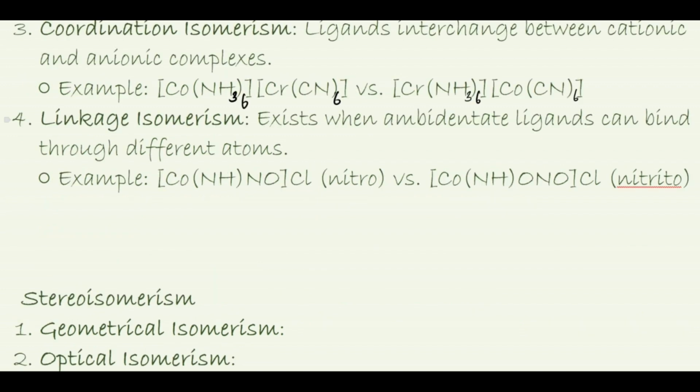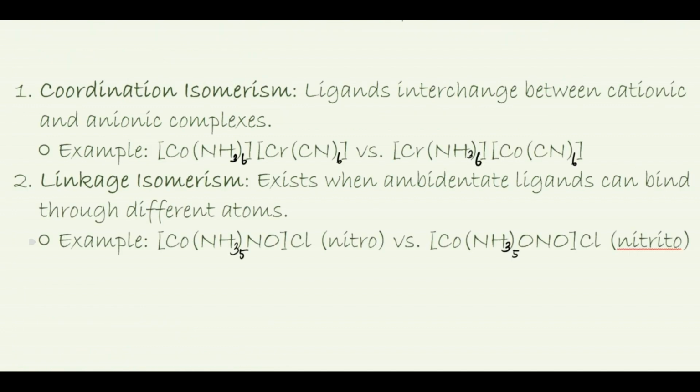The next one is coordination isomerism, where the ligands are interchanged between the cationic and anionic complexes. Say for example, here I am having 2 complexes, one is a cation, another one is an anion. But the ligands are exchanged. So in that case, that is coordination isomerism. The ligands present in different coordination spheres are getting changed.